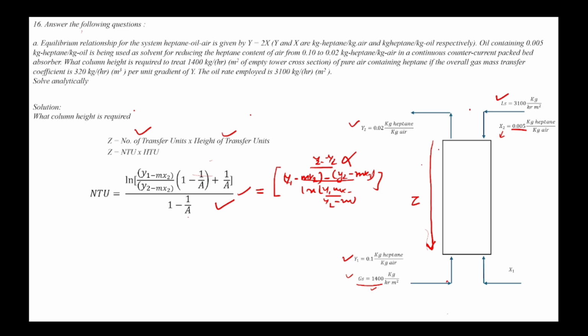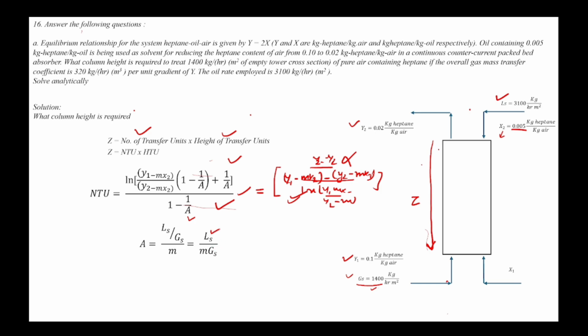You have to calculate the value of A, that is the absorption factor. You have Y1, Y2 and mx2. That's all. So everything is here. So always go to this formula. Don't use the other formula. So to calculate NTU, very first we need the absorption factor. The absorption factor is LS upon mGS.